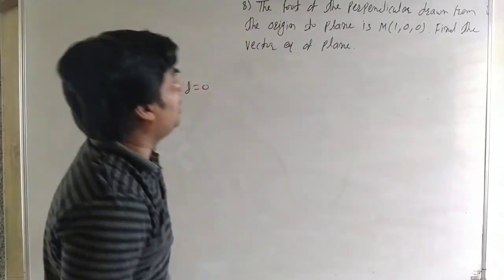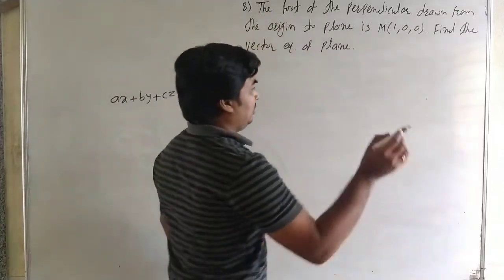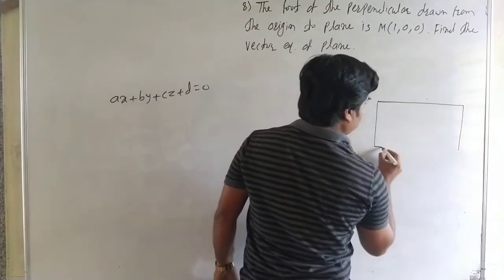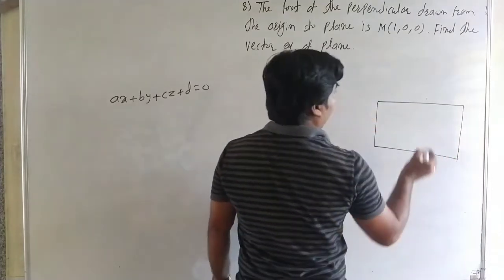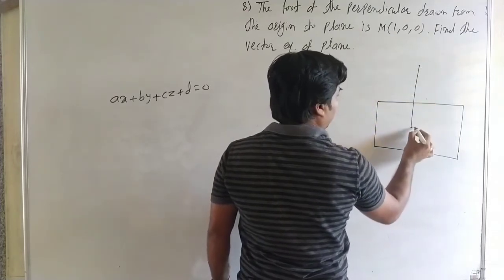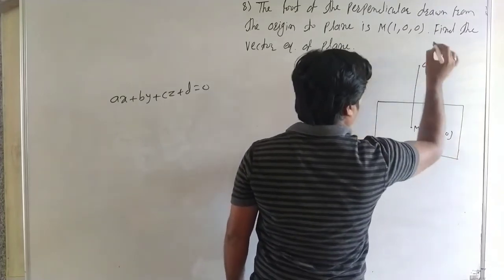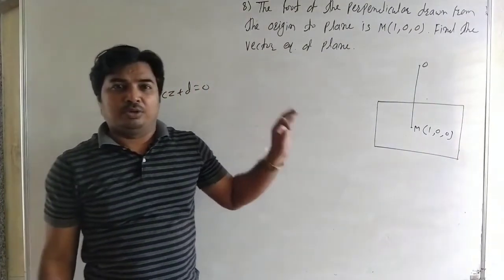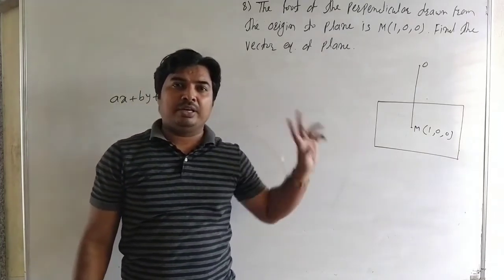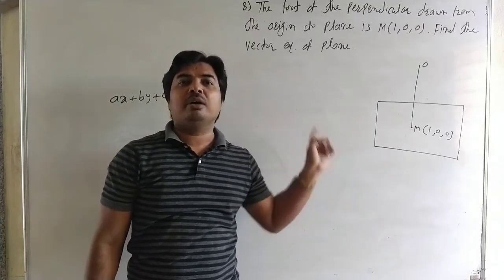Now here it is given that the foot of the perpendicular is drawn from the origin. Suppose this is the plane, and this is the origin O. We draw the foot of the perpendicular, M (1, 0, 0). See carefully: the question is to find the vector equation of the plane, and the vector equation of a plane is r bar dot n bar equals a bar dot n bar.